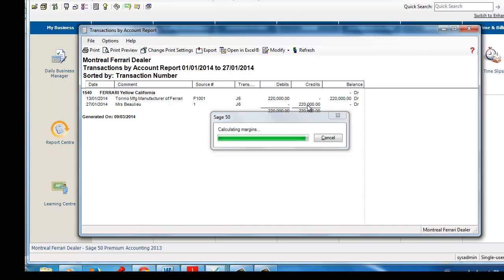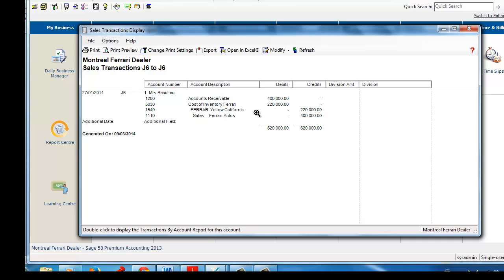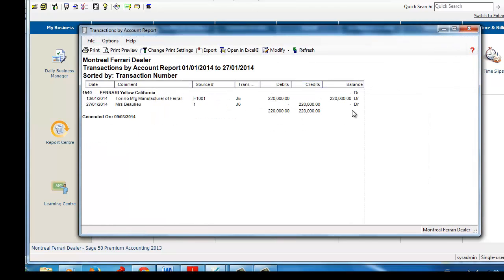And if I click, it will give me back my original journal entry, which shows that we credit the account. And when we credit the account, we go back to our GL, and now we have zero in our yellow Ferrari account. This is using the specific identification method. Thank you.